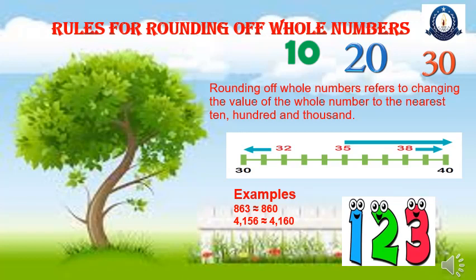Three whole numbers we have to round off: 32, 35 and 38. 30 and 40, these two are benchmarks. 35 is the midpoint. Now look at here, 32. 32 is close to 30. When we round off, the answer will be 30. The other way is, look at the number. Which number is on the tens place?